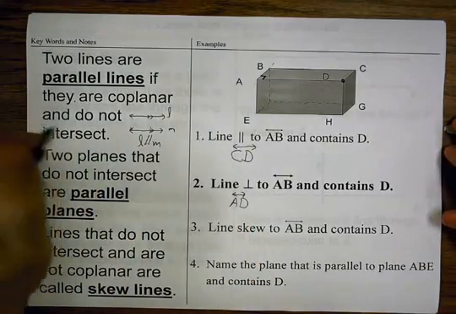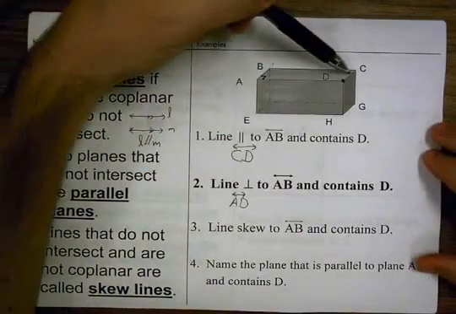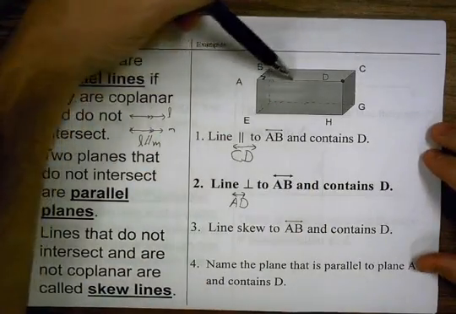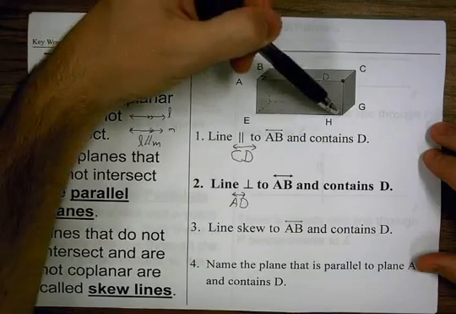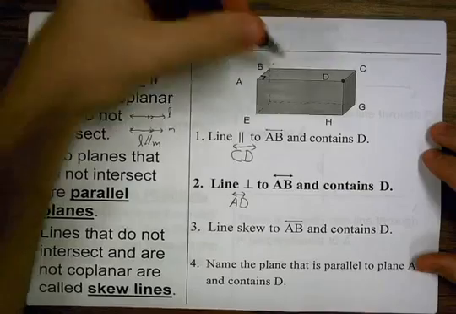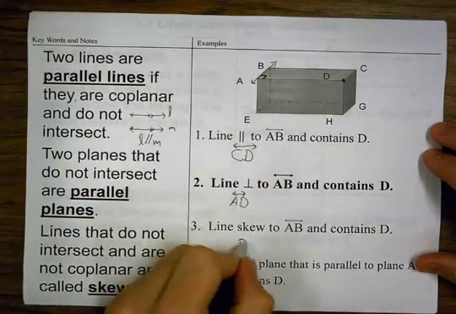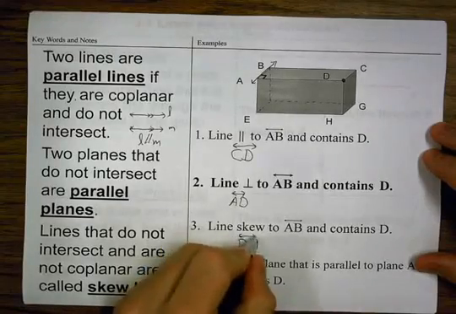Now I'm looking for a line skew to AB that contains D. So it's not on the same plane, but so far we've talked about this line being parallel, and this one being perpendicular. If I look at DH, that would be a line not on the same plane. It does not intersect AB, so DH would be my skew line.